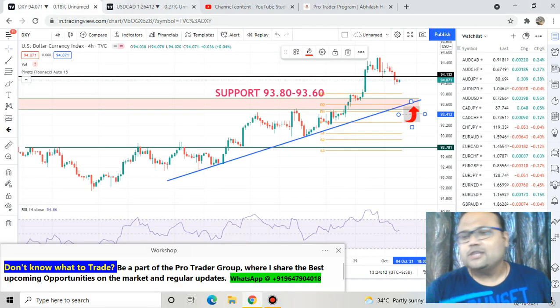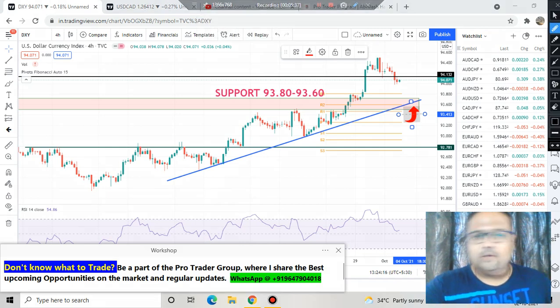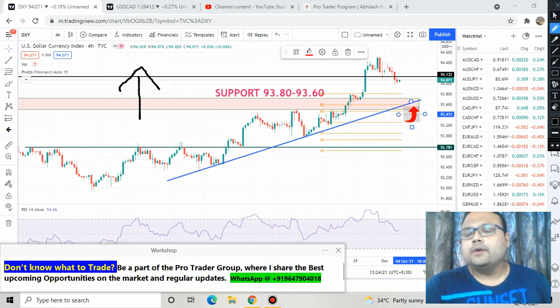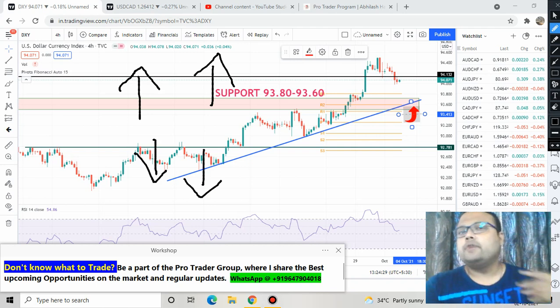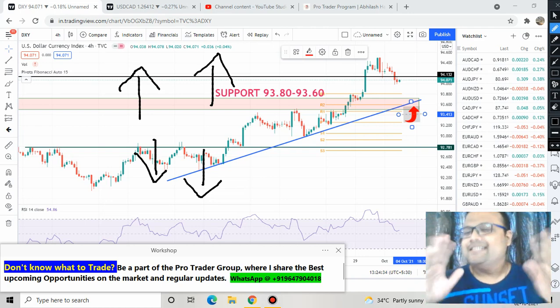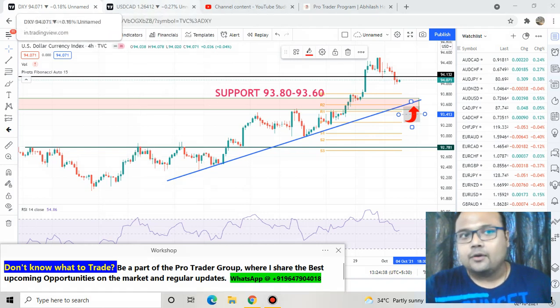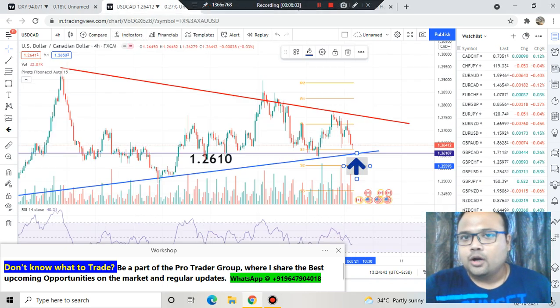If possible, try to consult the chart of DXY, because it has a relation with USD CAD. In general, whenever the US dollar goes up, USD CAD also goes up. When the dollar goes down, USD CAD also goes down. It also has a correlation with crude oil as well, but I do not want to make things complicated right now. Just keep in mind when you are buying, look at the chart of DXY once.